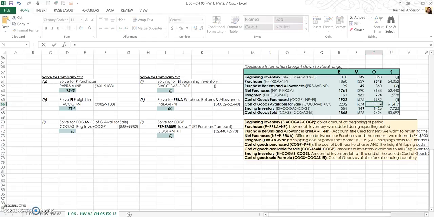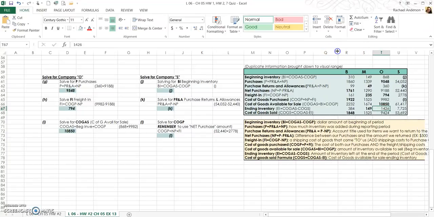And finally, for Company O, we're going to be looking at the cost of goods available for sale. We do this by looking at the beginning inventory of $868. And then we are going to add our cost of goods purchased of $9,982. And that gives us a total of $10,850.